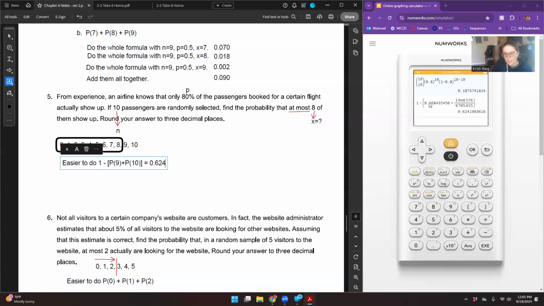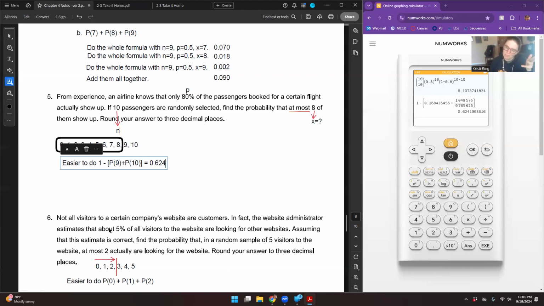So again, I just did 2 probabilities, 9 and 10, and did 1 minus that. Okay, so this little shortcut, at least, at most, knowing that everything adds up to 1, as we saw in 4 and 5, could be very helpful.